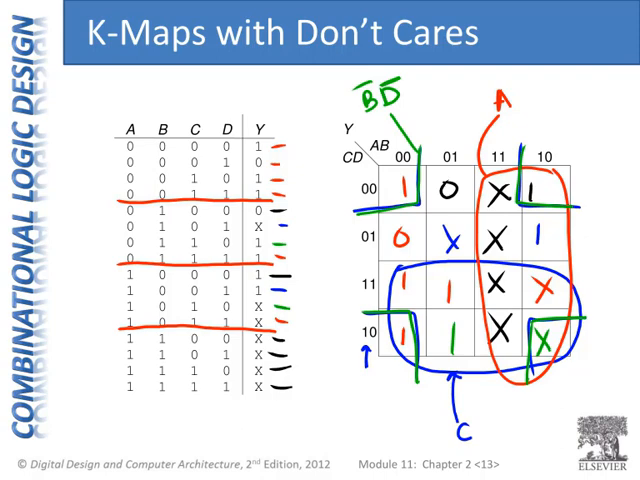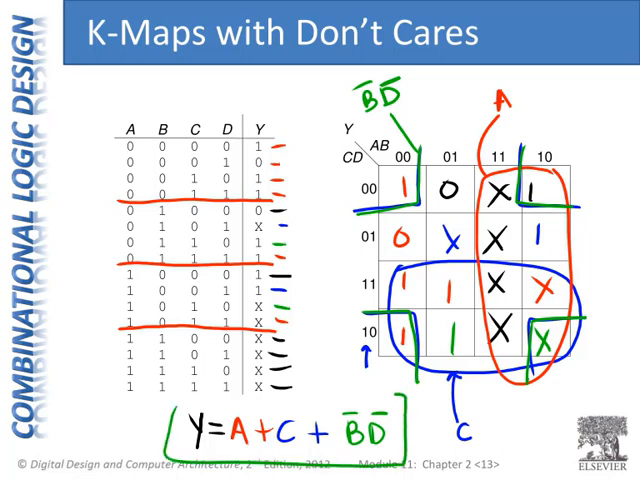And we end up with the equation y equals A or C or B bar and D bar. Okay, and again, we used our don't cares when they helped us expand our circle, but we didn't worry about covering them at all if they didn't help us.